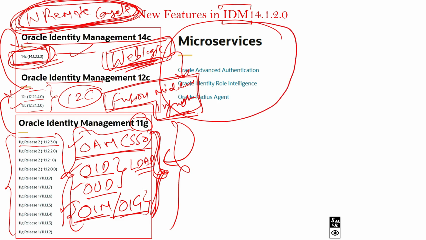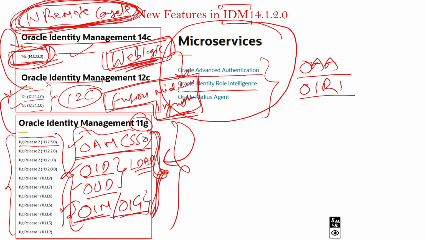These are for integration of the microservices with your different kinds of identity services. And for that we have multiple other components that have been introduced, which are specifically designed for microservices: Oracle Advanced Authentication, which is called Oracle AAA, Oracle Identity Role Intelligence, OIRI, and then Oracle Radius Agent, ORA.